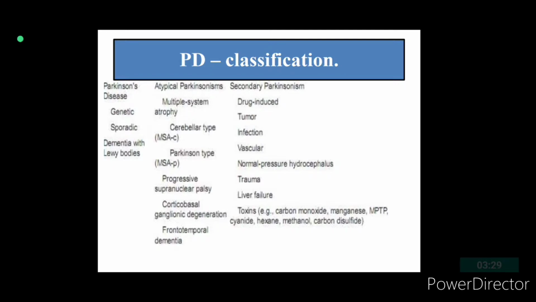Corticobasal ganglionic degeneration in atypical Parkinsonism. In secondary Parkinsonism, toxins, for example carbon monoxide, manganese, MPTP, cyanide, hexane, methanol, carbon disulfide. In atypical Parkinsonism, frontotemporal dementia.